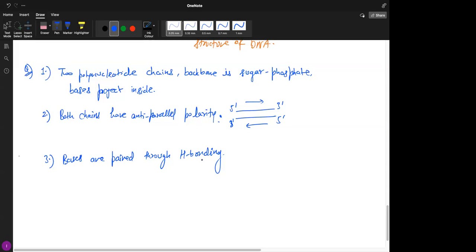And why is this important? So write down a question that has come in exam. Why does a purine always come opposite to a pyrimidine in a DNA double helix structure?